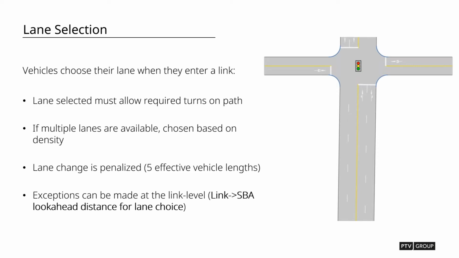There's also a parameter if you happen to have areas where you have really short links, or you want that vehicle to make the lane choice decision further upstream. There is also a look ahead distance for lane choice parameter on the link that can allow you to tweak that a little bit if you have specific circumstances that need to be adjusted.